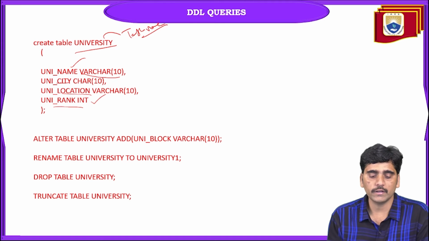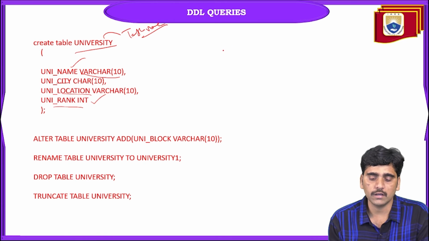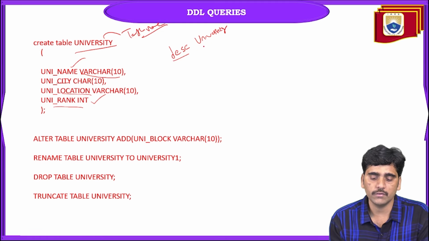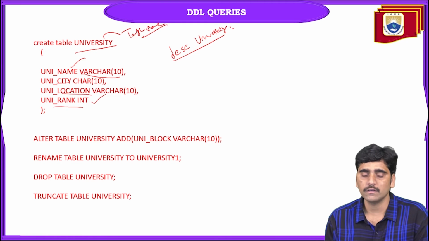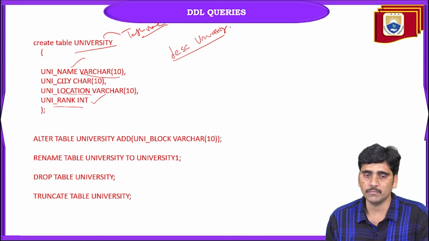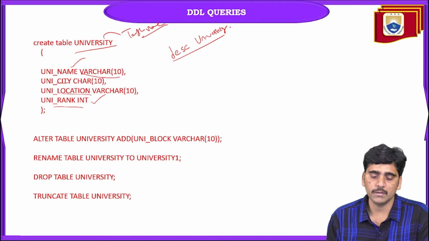So after creating all these records, to describe the structure of the university table: DESC space university. If you type this, what will you get? You will get the structure of the table named university.